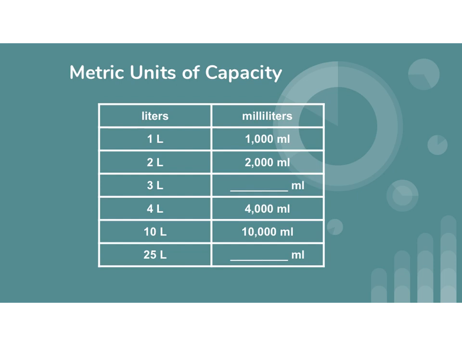So if you see the metric units of capacity on this chart, 1 liter is equal to 1,000 milliliters. And go on down the chart and you can see that 3 liters would be the same as, that's right, 3,000 milliliters. 10 liters is the same as 10,000 milliliters, and so on.